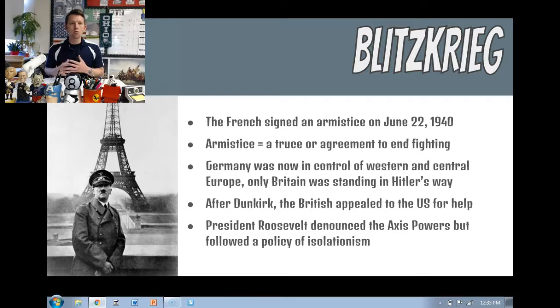I think there's no more haunting picture than what you see here of Adolf Hitler surveying his conquest in France by visiting the Eiffel Tower and getting his picture taken in front of it.